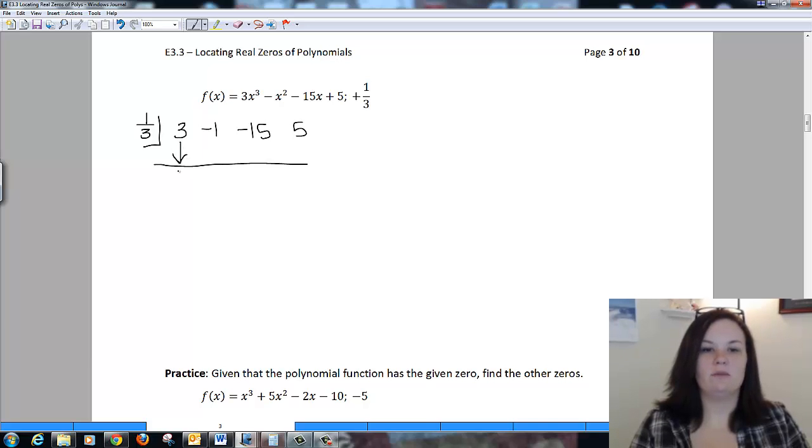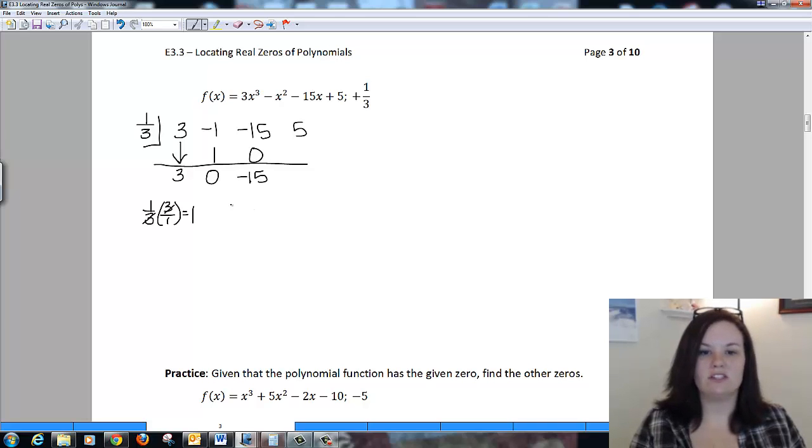When I bring my 3 down, 3 times 1/3. Now, if you're not good with fractions, just write it out. So if I do 1/3 times 3 over 1, notice my 3's cancel, and I just get 1. So I put 1 up here. Negative 1 and 1 is 0. 0 times 1/3 is 0. And when I combine down, I get negative 15.